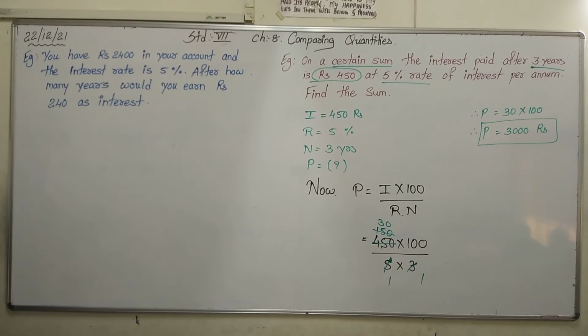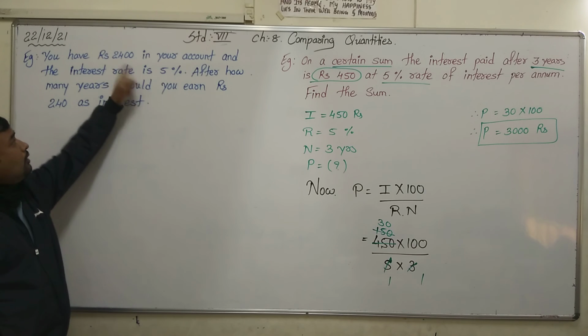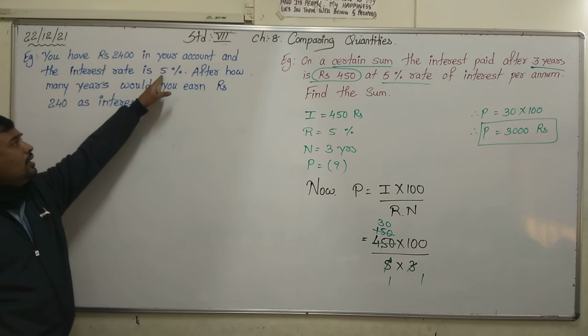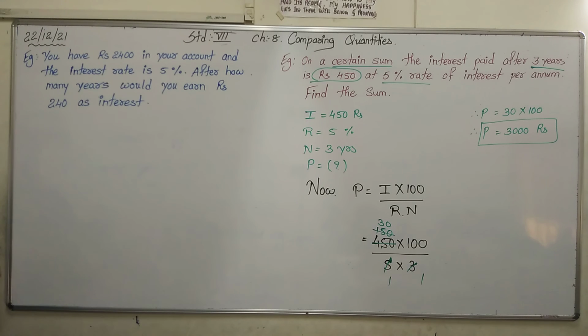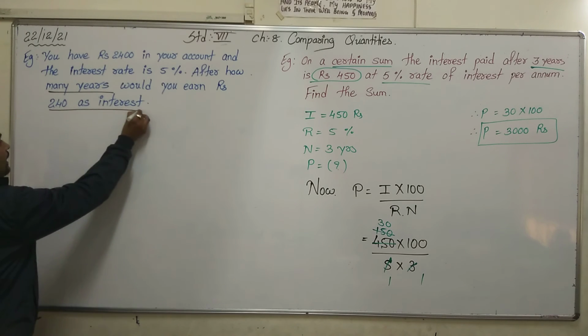You have rupees 2400 in your account. How many rupees are there in your account? Rupees 2400 indicates principal. And the interest rate. Now the bank is providing how many percentage of interest? 5%. After how many years? After how many years would you earn rupees 240 as interest?